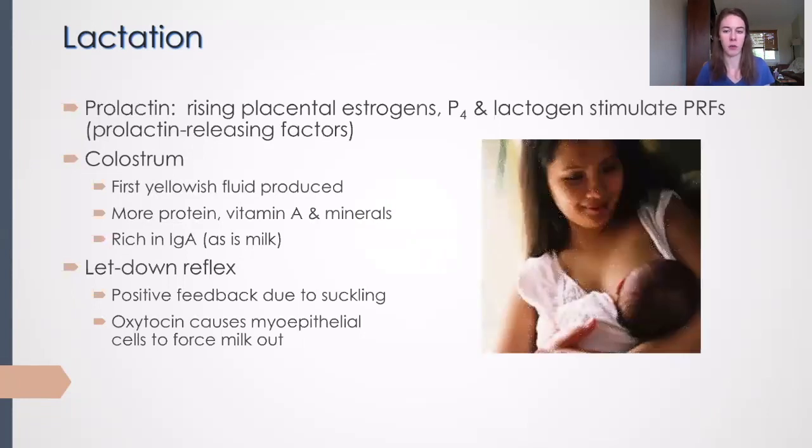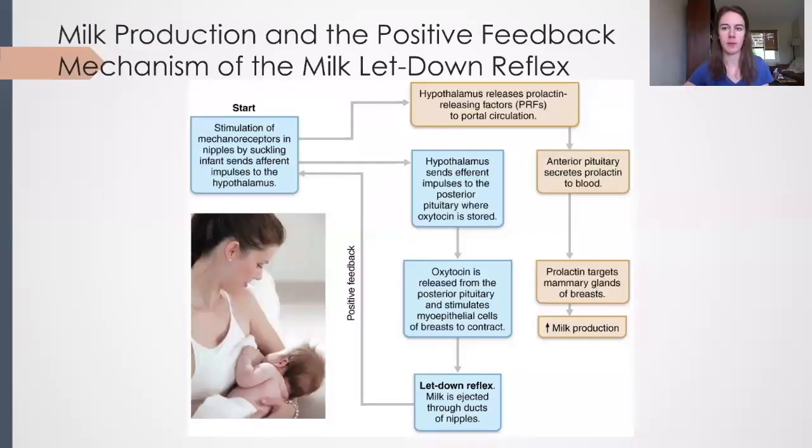And that suckling behavior will also lead to continued elevated prolactin. So these mechanoreceptors in the nipples are going to stimulate prolactin to be released from the hypothalamus. So anterior pituitary secretes prolactin into the blood. That is what results in milk production.